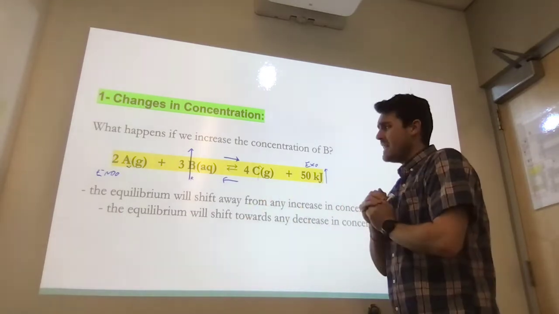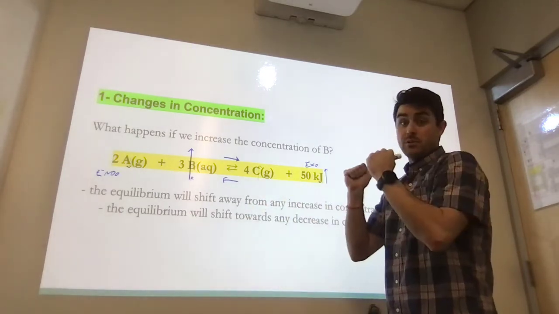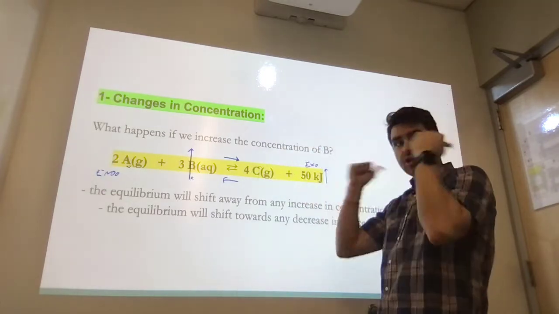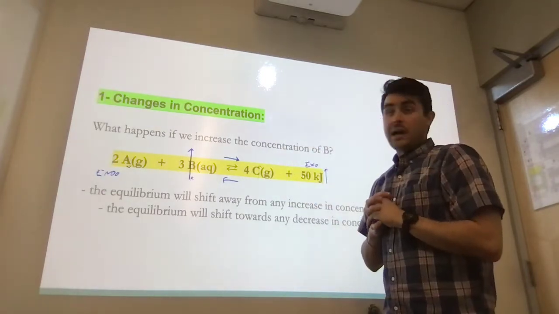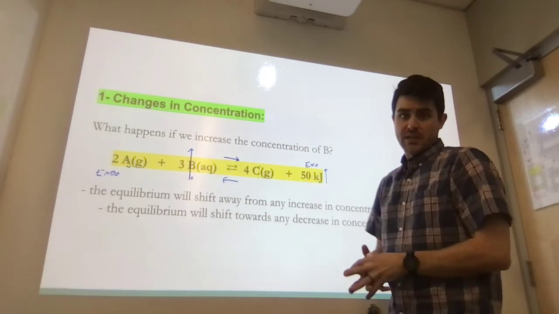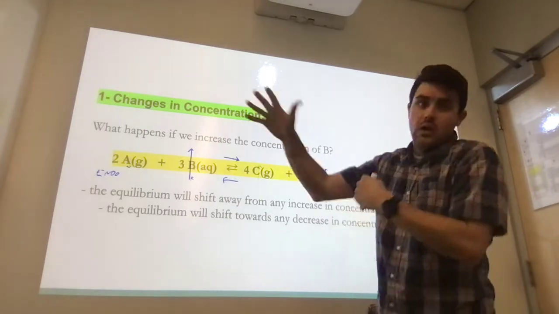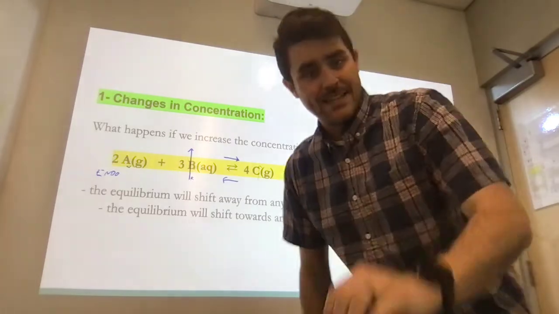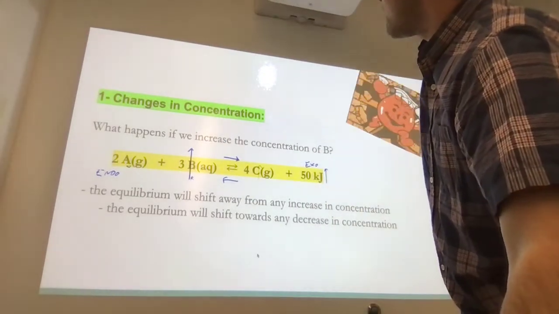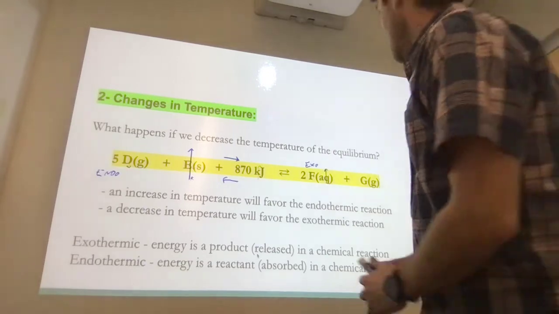So any increase in concentration we shift away from, we say, oh yeah, give me more, I'll shift the other way to balance myself out. Or if we saw a decrease in concentration, we'd say, oh yeah, take away my concentration, I'll create more by shifting towards that decrease. All right? Let's look at temperature.